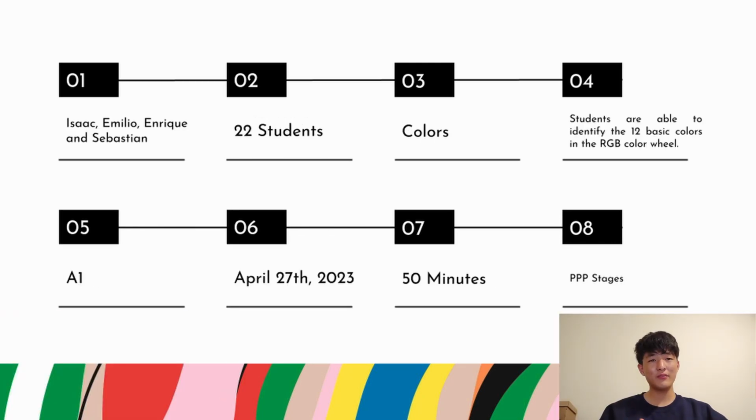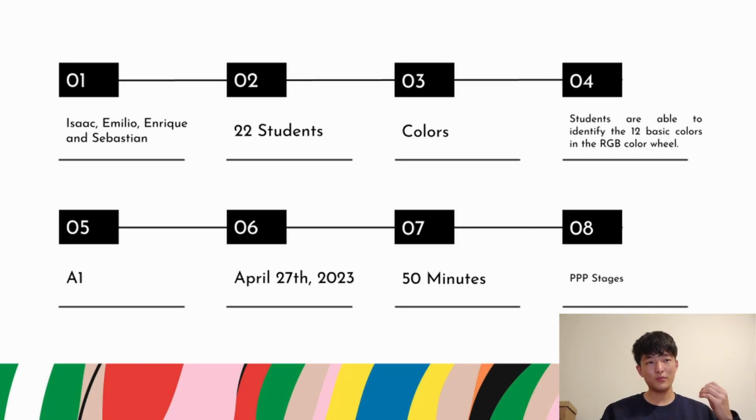Now, an example of this could be a class about colors. So, for example, me and three other colleagues, Emilio, Enrique, and Sebastian, we will be the teachers. We're going to be teaching 22 students. We're going to be teaching about colors, which is a topic.